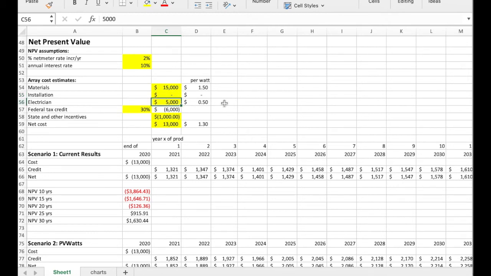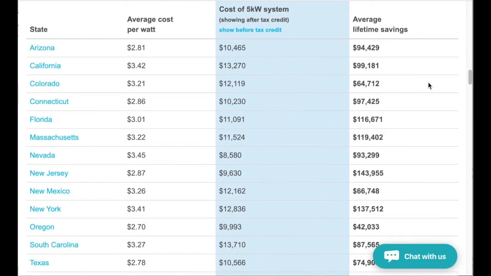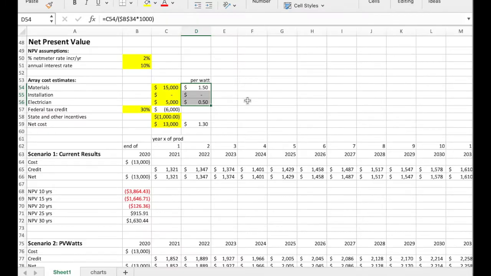Now, if you look at this on a per watt basis, the materials are $1.50 per watt, and together with the electrical, we get to a $2 per watt estimate. I did some research on the per watt cost for a completely installed system, and these seem to be around $2.50 to $3.50 per watt. So I felt like I was in the neighborhood with my do-it-yourself $2 per watt cost.